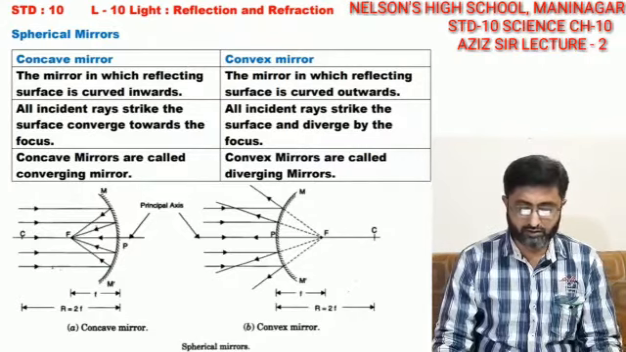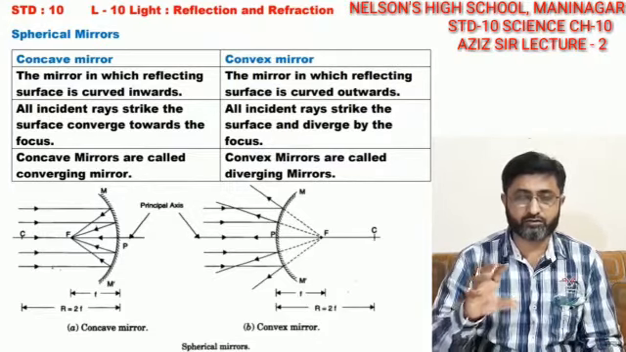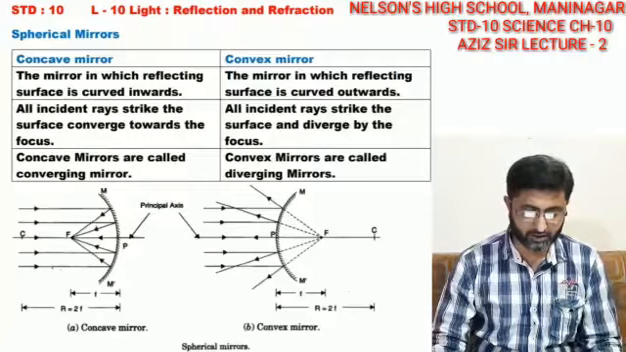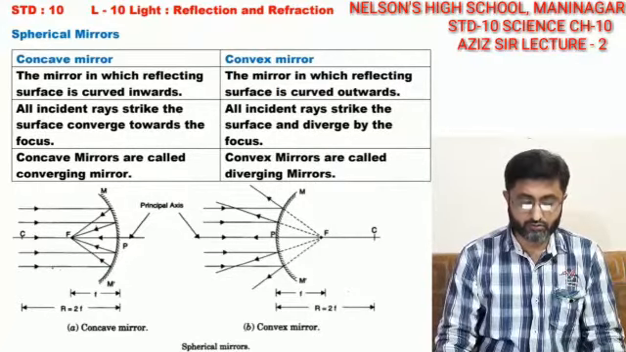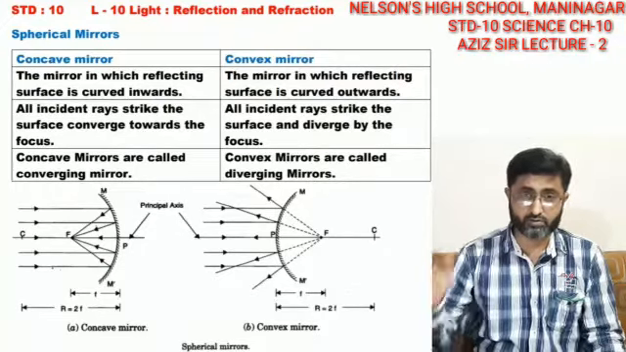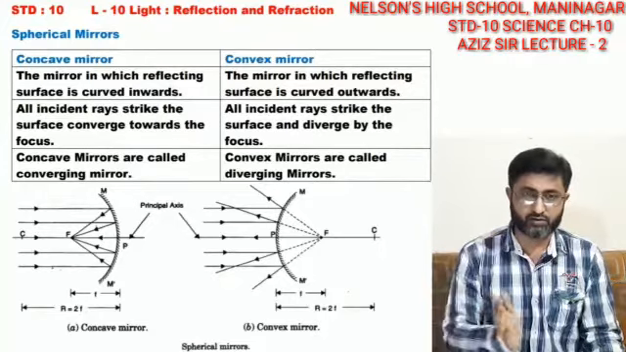Now concave mirrors and convex mirrors, as I have placed on the screen, I have made a few points on the differences between them. So first is concave mirrors. In concave mirrors, the reflecting surface is curved inwards. As in the diagram also, on the lower side you are able to see the curved inwards part.